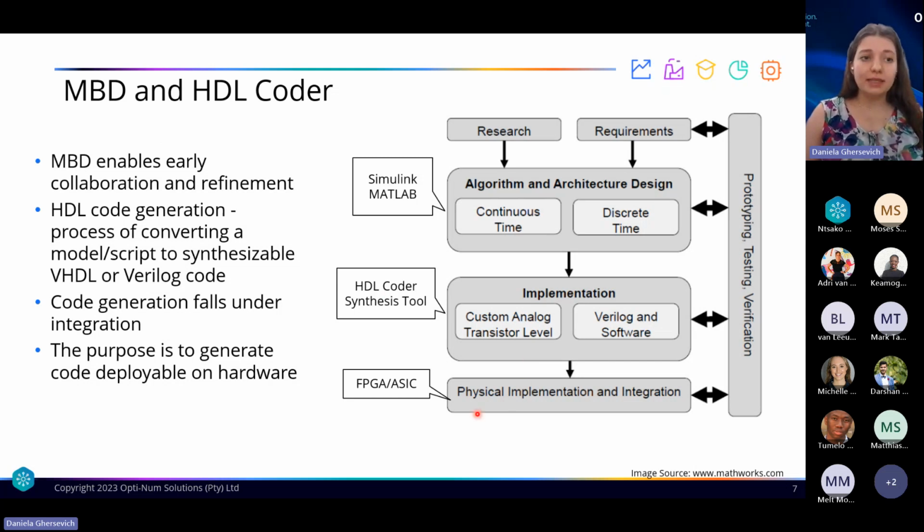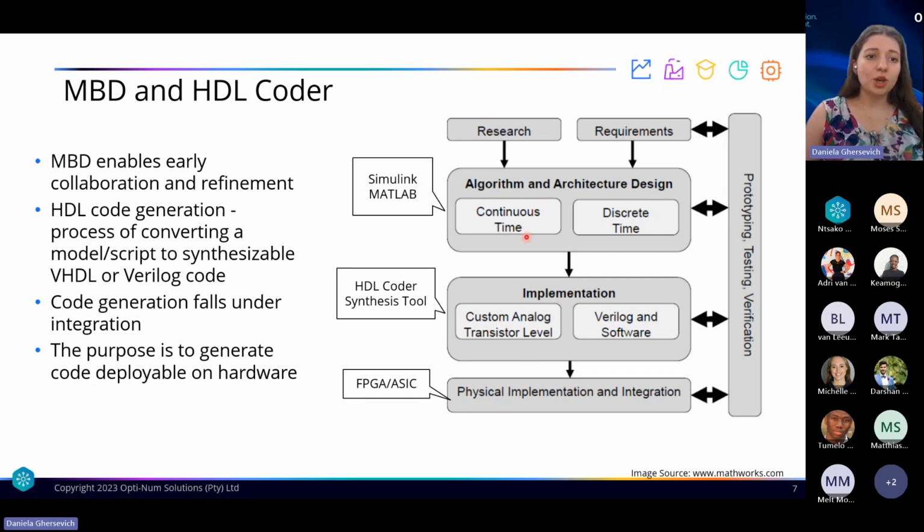However, in order to implement these systems on these PLDs, HDL code generation needs to occur. HDL code generation is the process of converting a model or a script to synthesizable VHDL or Verilog code. The HDL Coder app is an app in Simulink or MATLAB that enables this automatic code generation.